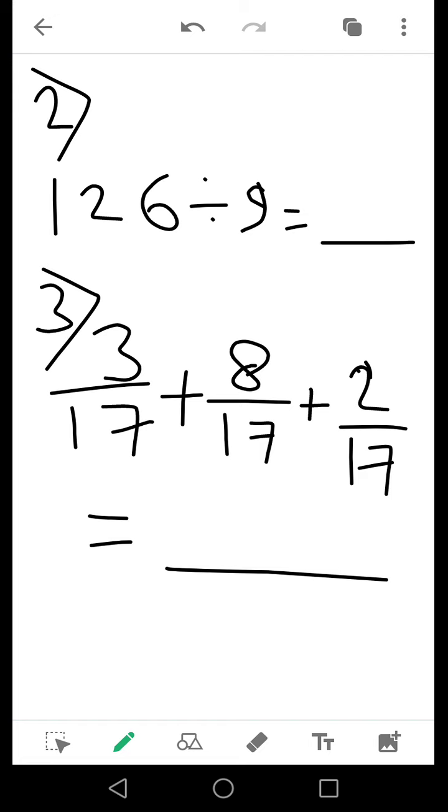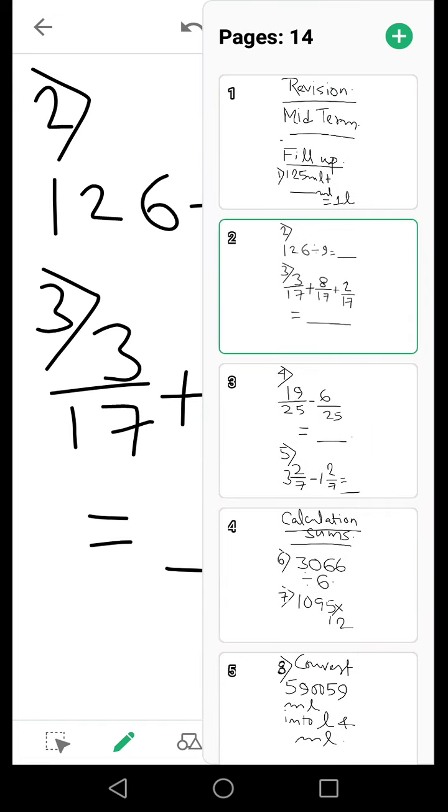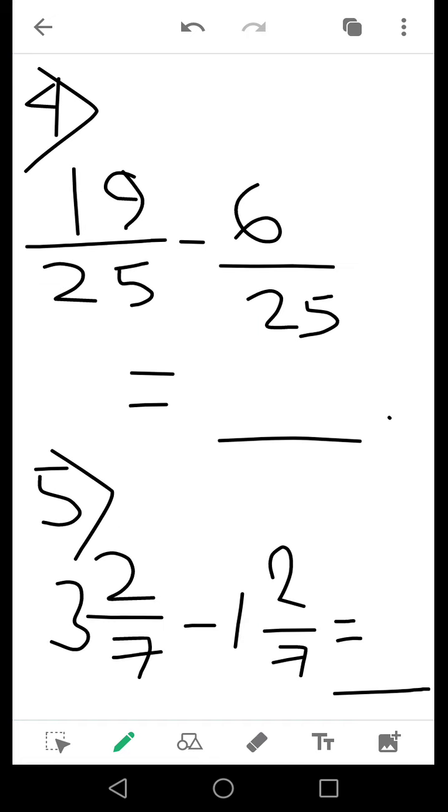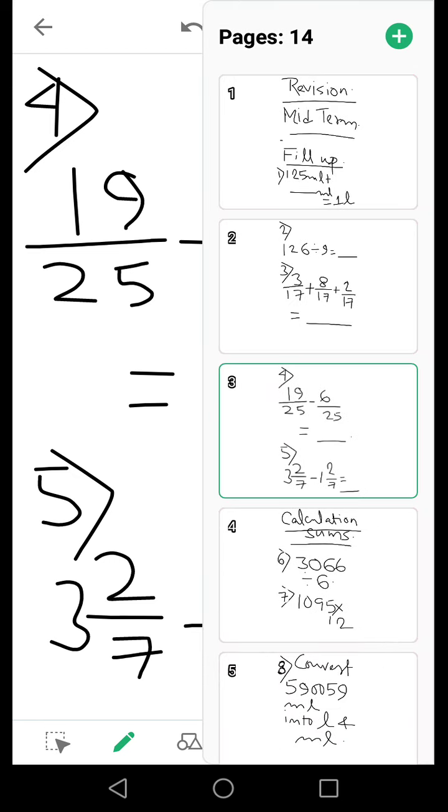Third question, addition of 3 like fractions, 3 by 17 plus 8 by 17 plus 2 by 17. Coming to the next board. Here, fourth question is from 19 by 25, you have to subtract 6 by 25. Question number 5, from 3 2 upon 7, you have to subtract 1 2 upon 7 and find out the result. All the rough work should be shown for these fill-ups.